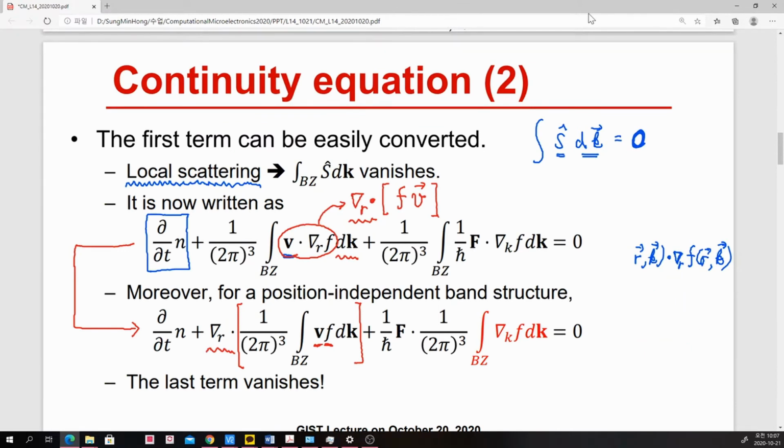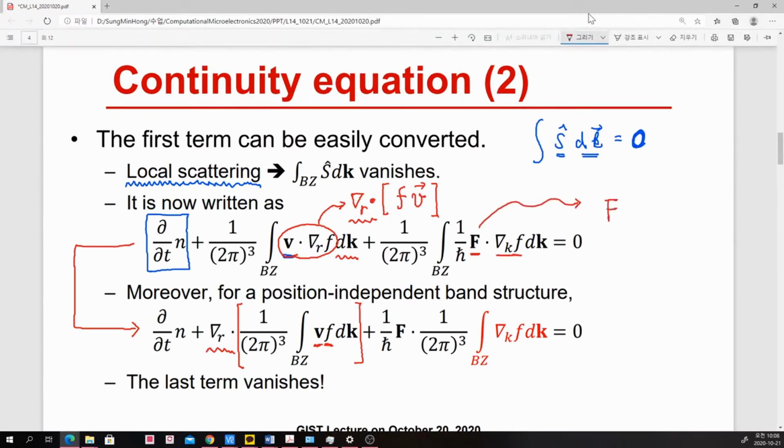It is the third term in the left-hand side. In the third term, we have force and gradient of F with respect to K. And force in this course is simply given as the electric force. So we have just minus Q times electric field. And you know that electric field is just a function of a position, not related with the momentum.